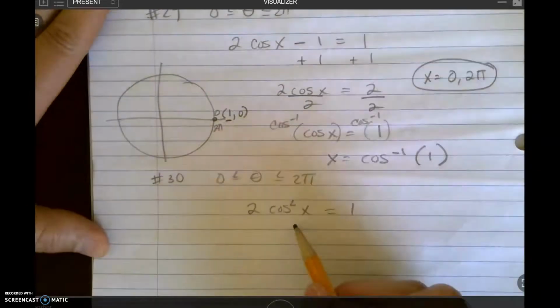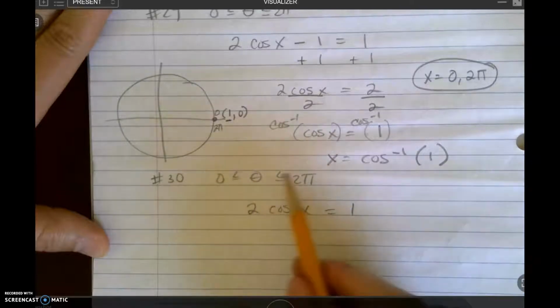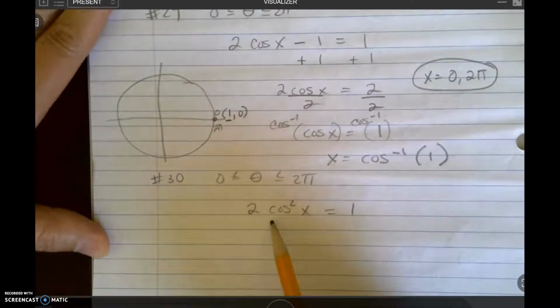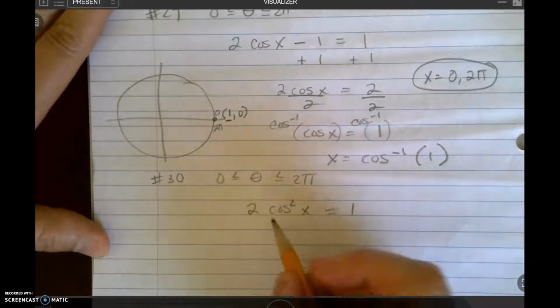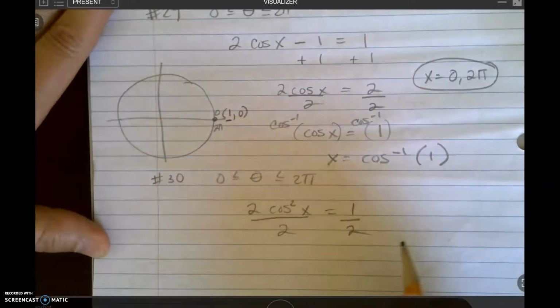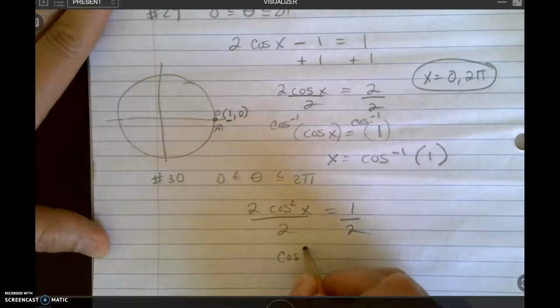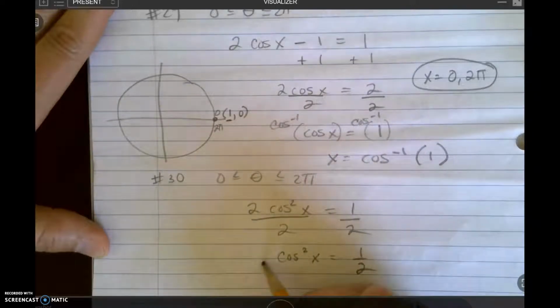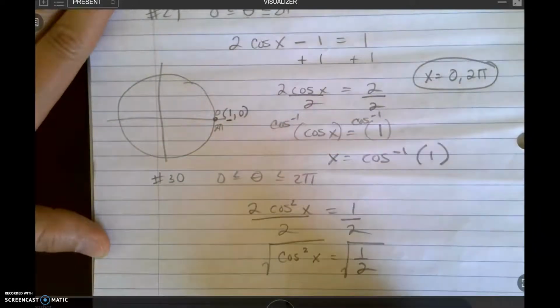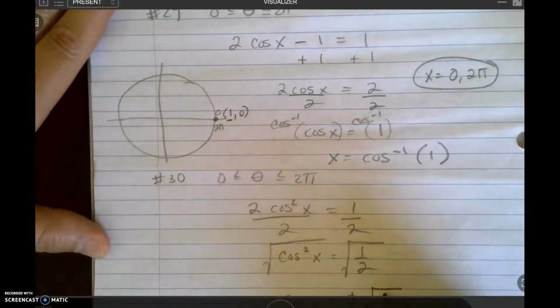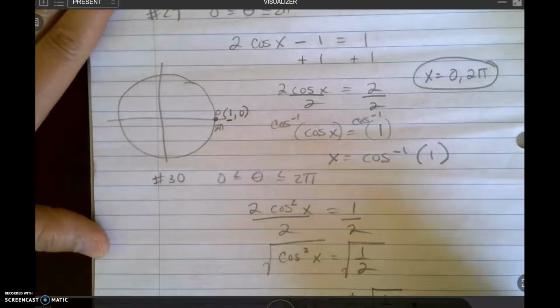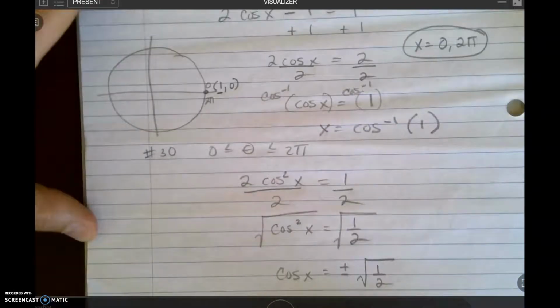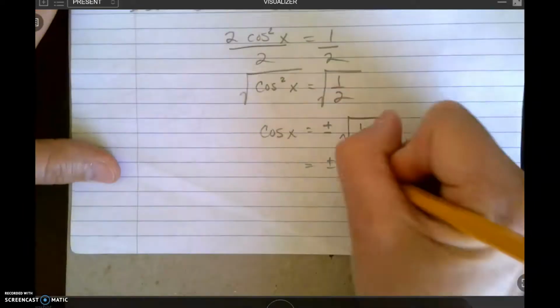Here we're asked to solve where theta is between 0 and 2 pi, and it's 2 cosine squared of x equals 1. So the first thing I'm going to do is divide both sides by 2, and I get cosine squared of x equals 1/2. Then I take the square root. Because I take the square root, it's plus or minus the square root of 1/2, which is plus or minus, I know the square root of 1 is 1, over the square root of 2.